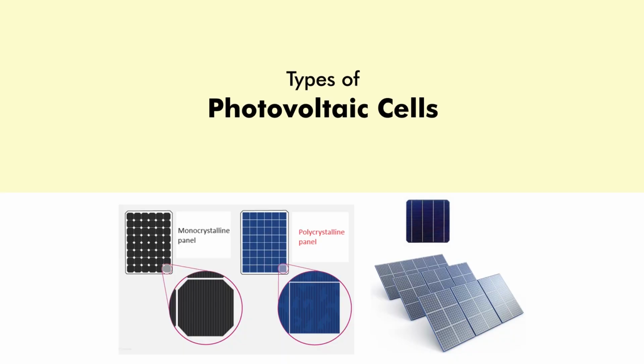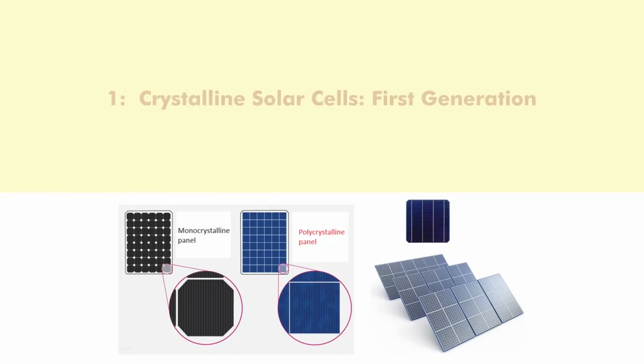Now we will discuss the types of photovoltaic cell. Photovoltaic cells are divided into two categories: one is the crystalline solar cell and the other is the thin film solar cell. First we will discuss the crystalline solar cell, which comes under the first generation category.